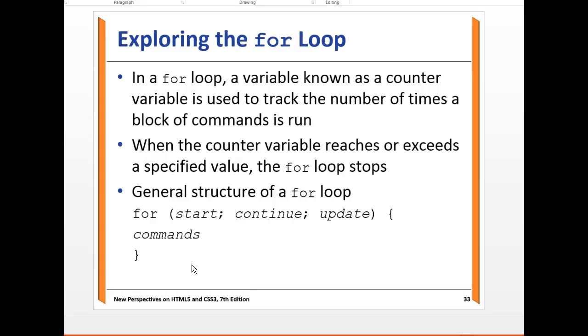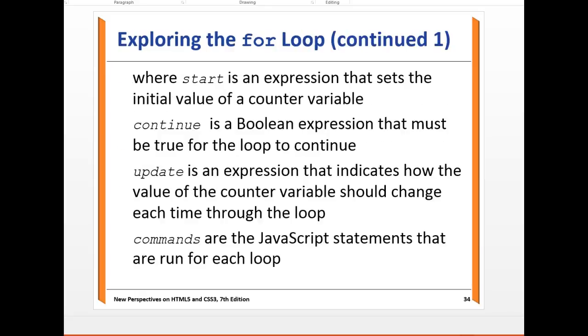So the general structure for the for loop is this: for, start, continue, and update, open parentheses, and then you can put your command in there. Start is an expression that sets the initial value of the counter variable. Continue is a Boolean expression that must be true if the loop is going to continue. Update is another expression that indicates how the value of the counter variable should change each time through the loop. And commands are the JavaScript statements that can be run for each loop.